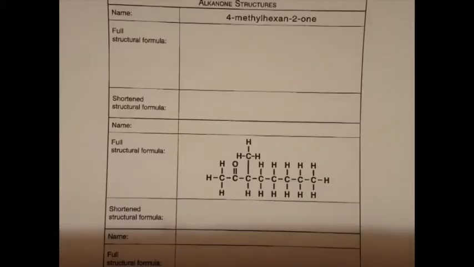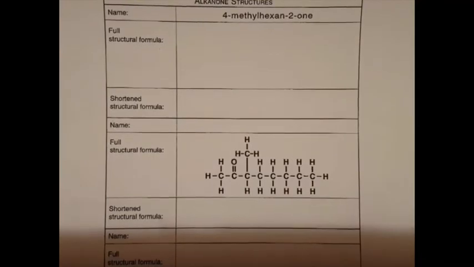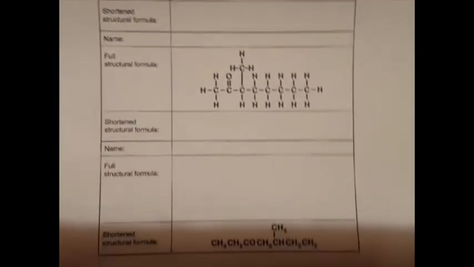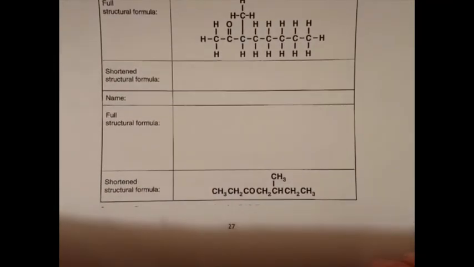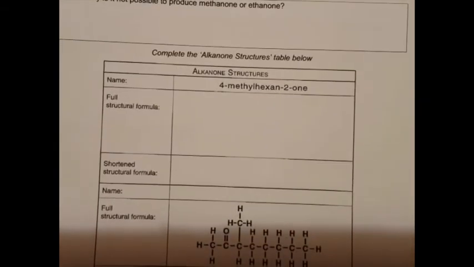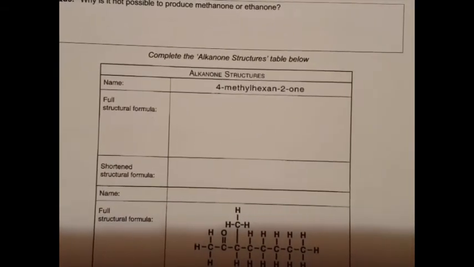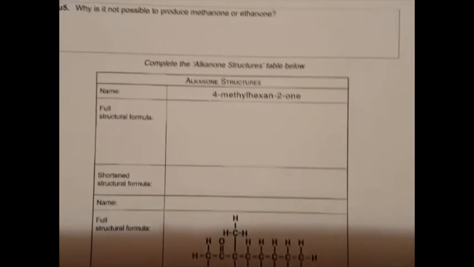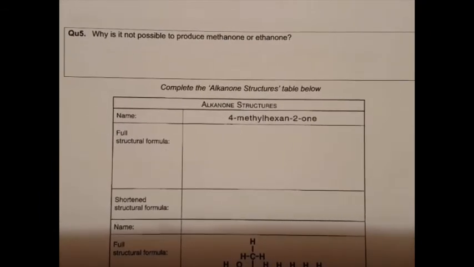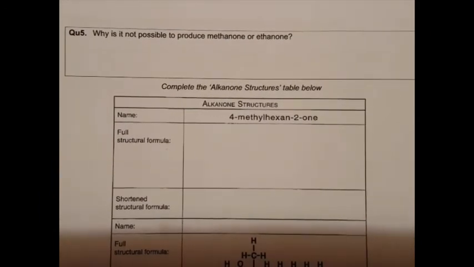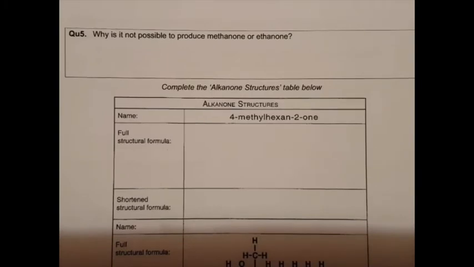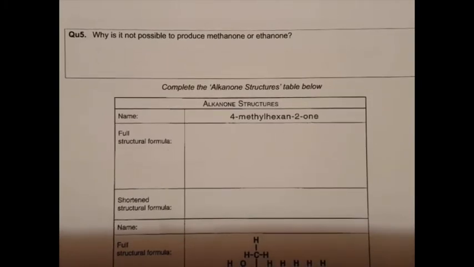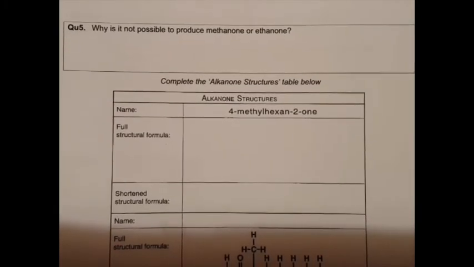Okay, we're just going to move on then. Last page that I would like you to do in this session is page 27, and that's just looking at branched ketones. I've got one more question. So why is it not possible to produce methanol or ethanol? I'm going to leave you to ponder that because I'll ask you to hand in this page here.